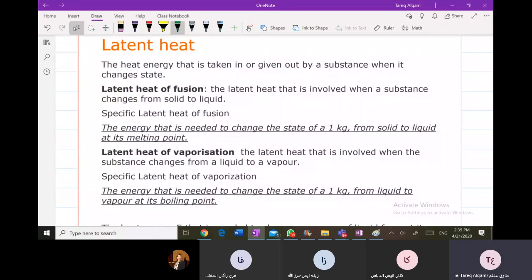After discussing that, guys, let's define latent heat and specific latent heat. As I told you before, latent heat is the amount of energy needed to change the state of the matter from one state to another. First of all, we have the latent heat of fusion. This is the heat involved when the substance changes from solid to liquid. For specific latent heat, we have to consider 1 kilogram: to change 1 kilogram of the matter from solid to liquid at its melting point.